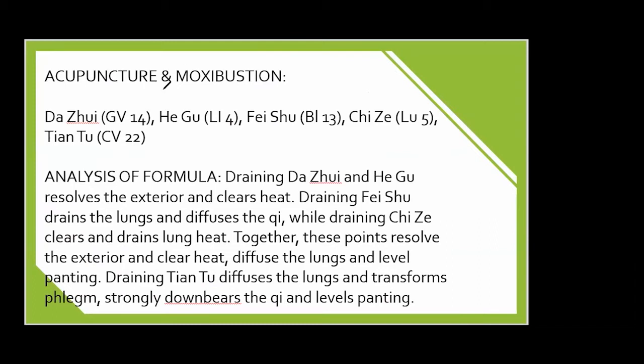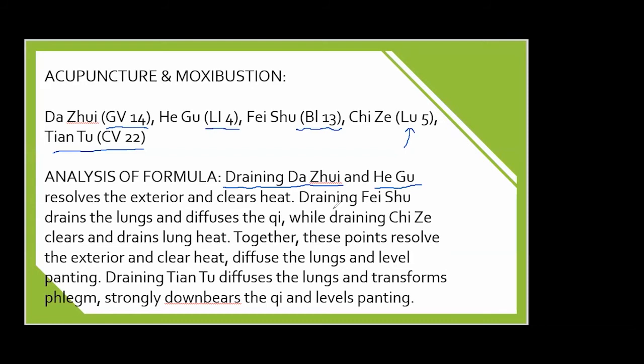And then acupuncture treatment. We still use Du 14, Da Zui, and LI 4, that relieve externals, and bladder 13, the back shu of the lung. And lung 5. Lung 5 is the water point of the lung, so still can be used to clear heat. And ren 22 resolves phlegm. So generally we say use the reducing technique for Du 14 and LI 4, to relieve externals and clear heat.